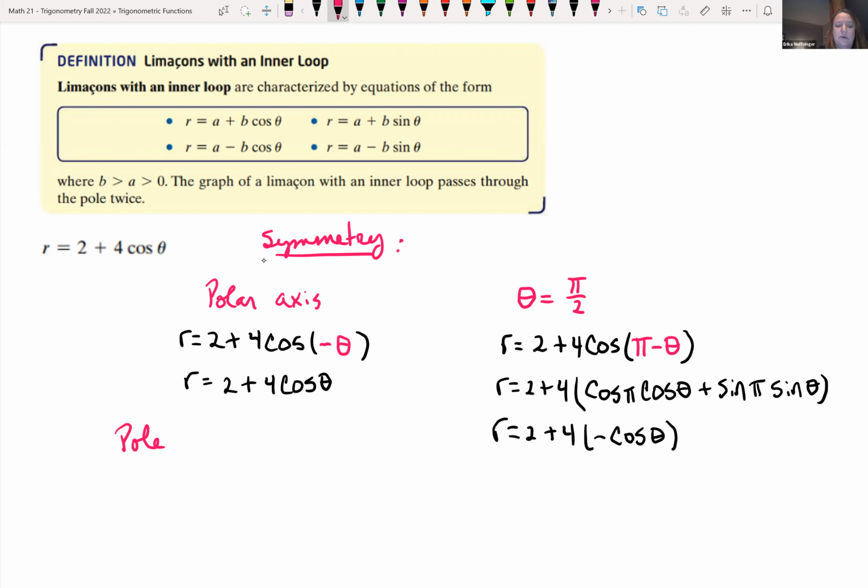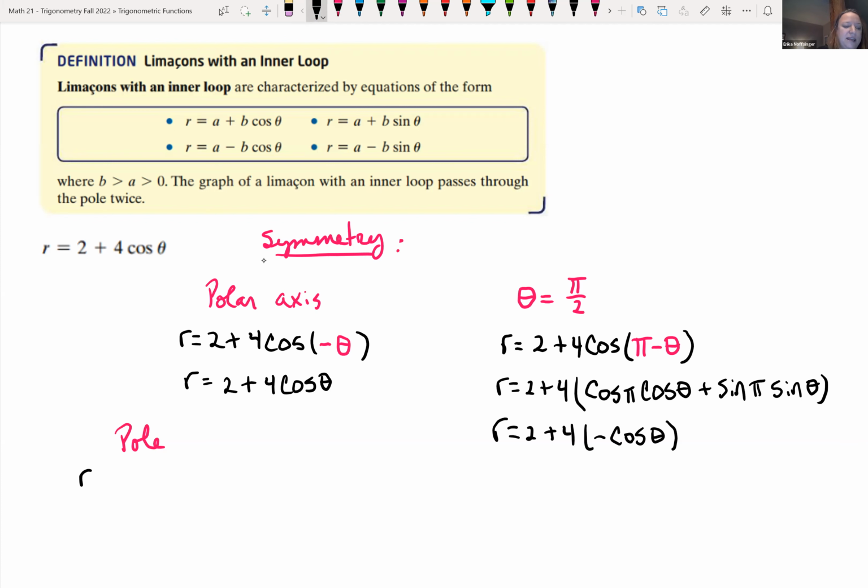The other symmetry is symmetry across the pole. There were 2 different things that we could do. We could plug in negative r for r, which I noticed would change that equation. So that doesn't tell us it's symmetrical across the pole. Or we can plug in theta plus pi. So let's try that one.